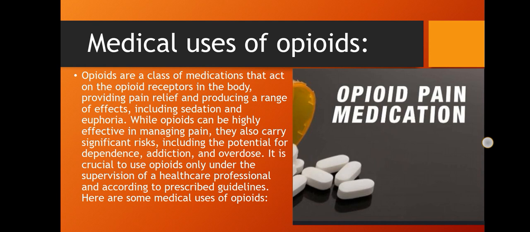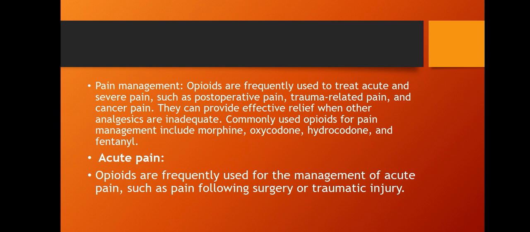Pain management. Opioids are frequently used to treat acute and severe pain, such as post-operative pain, trauma. Commonly used opioids for pain management include morphine, oxycodone, hydrocodone, and fentanyl. Acute pain. Opioids are frequently used for the management of acute pain, such as pain following surgery or traumatic injury.